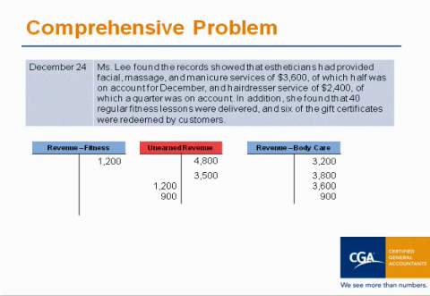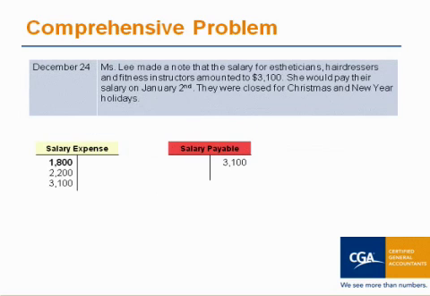We're also told that 6 of the gift certificates were redeemed by customers. 6 times 150 is 900, so we'll reduce unearned revenue by 900, and we'll increase the balance in our body care revenue account by posting a credit to revenue body care of $900.